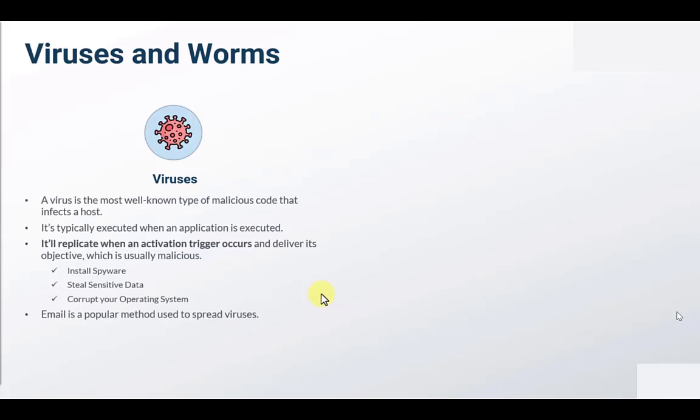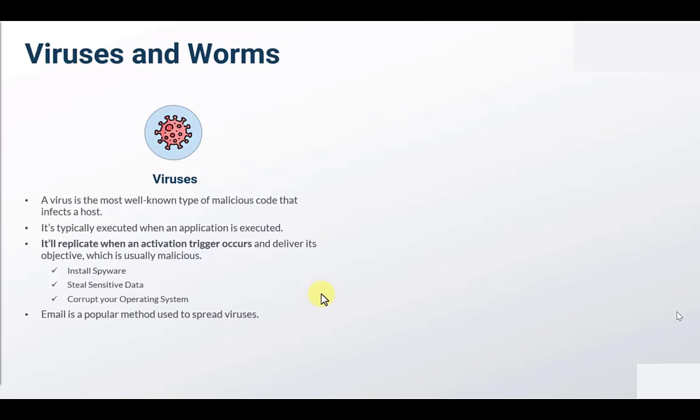It replicates when an activation trigger occurs and delivers its objective, which is usually malicious. Whenever it is activated, it performs some malicious activities. For example, it installs spyware. When you install a software, additionally it can install spyware or adware or some other type of malicious code in your PC. It can be used to steal your sensitive data from your computers. It can also be used to corrupt your operating systems.